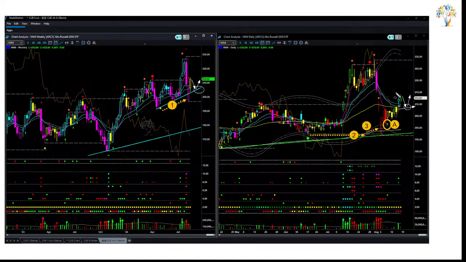Again, not right now. Friday's and Thursday's candle shapes are also indecisive. I'm not going to buy IWM at present.